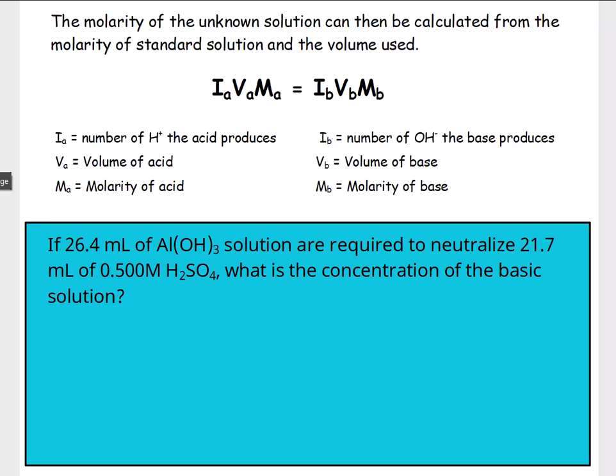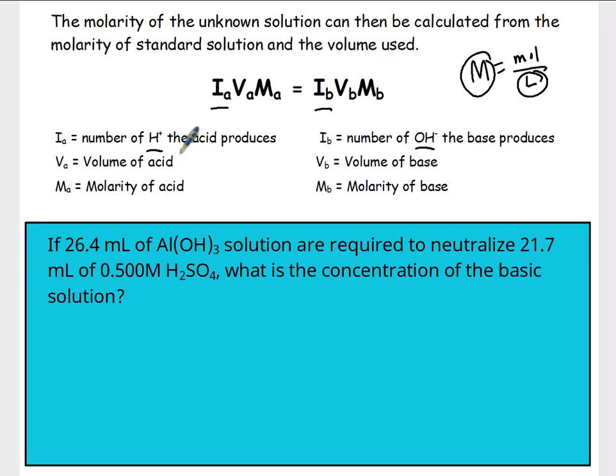The molarity of an unknown solution can then be calculated from the molarity of the standard solution and the volume that we used. Remember that molarity is moles over liters, so molarity times liters gives you moles. But this is a stoichiometric equivalence, so we also have to take into account what's reacting. We either need a balanced equation, or for an acid-base titration we can use an equation that relates our number of hydrogens and number of hydroxides, because those have to be equal for it to neutralize.